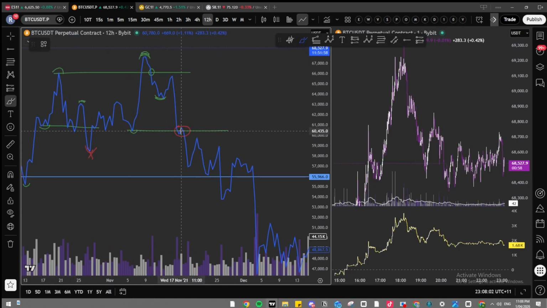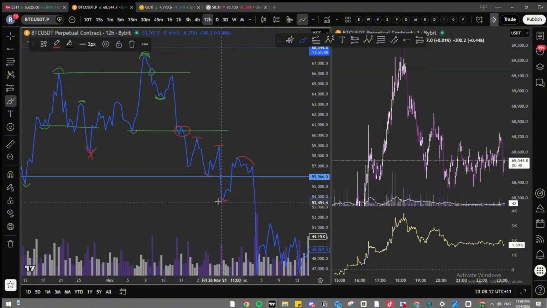Okay, so now we have a bearish structure, a lower high, a lower high, a lower high. Okay, so now this is a lower low from this high, so this becomes a significant high, and this creates a lower low from this low, so this becomes a significant high as well. And now we put in a new low, and now we put in another lower high.